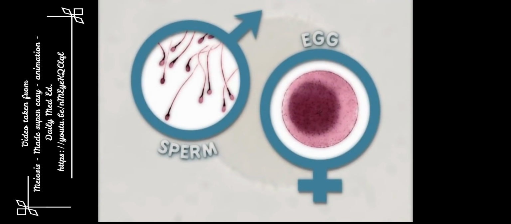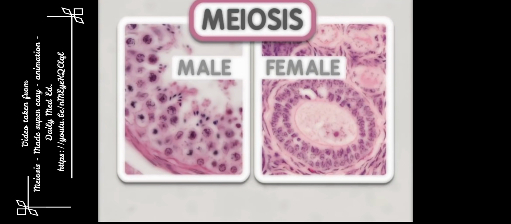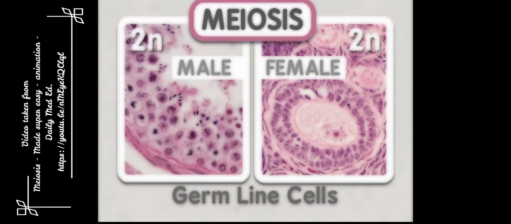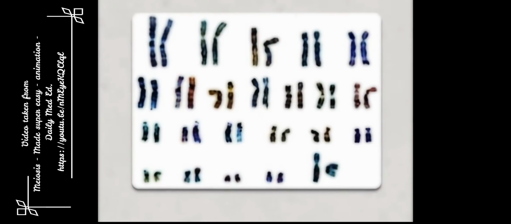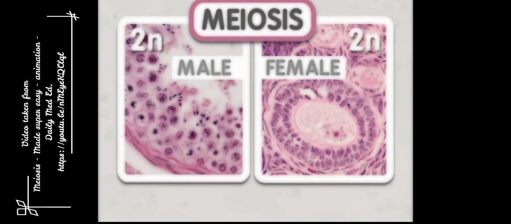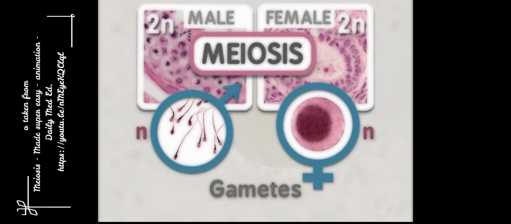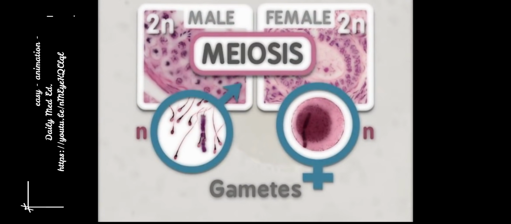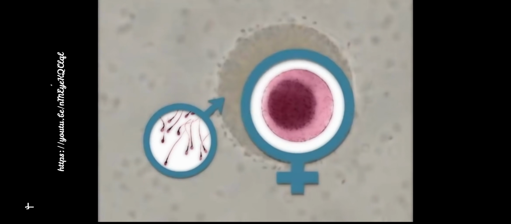Gametes are formed through a process called meiosis. The cells that undergo meiosis to produce the gametes are called germline cells. In diploid organisms, germline cells have 2 copies of each chromosome. Germline cells undergo meiosis to produce haploid gametes, which only have 1 copy of each chromosome. These haploid gametes fuse to form a diploid embryo that grows into the adult.